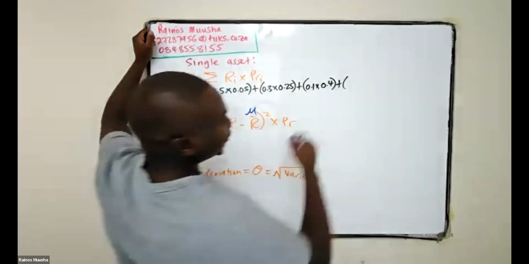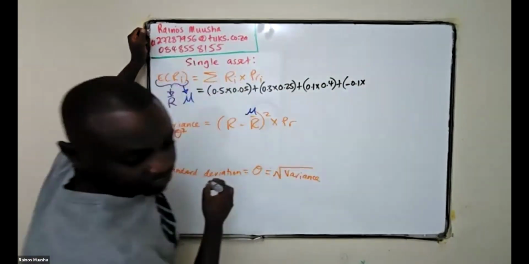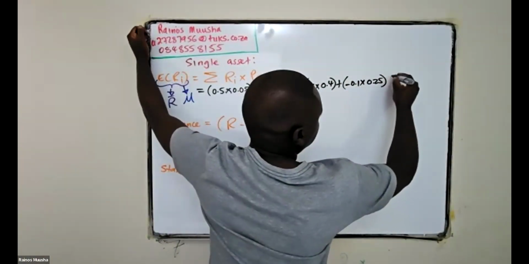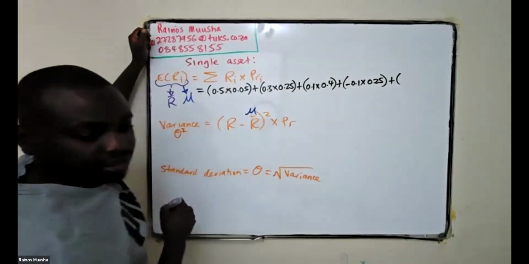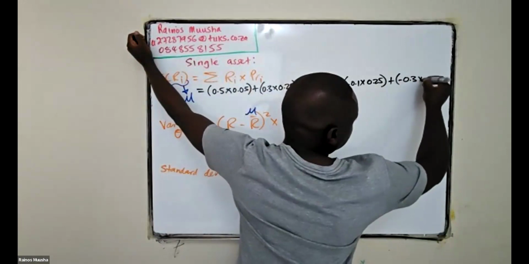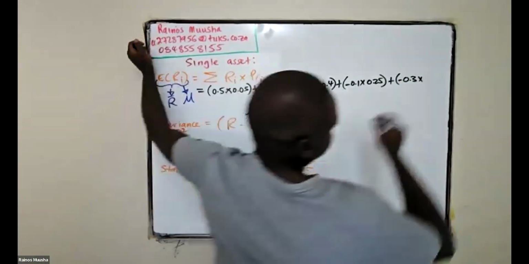The next scenario, your return is minus 10%, which is minus 0.1. And the probability of that is 25%, which is 0.25. Plus, because you're summing up. Next scenario, your return is minus 30%, which is minus 0.3. And your probability is 5%, which is 0.05.